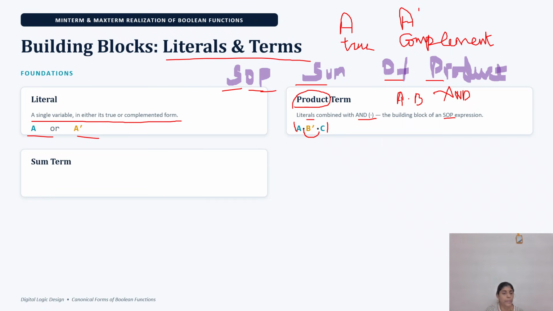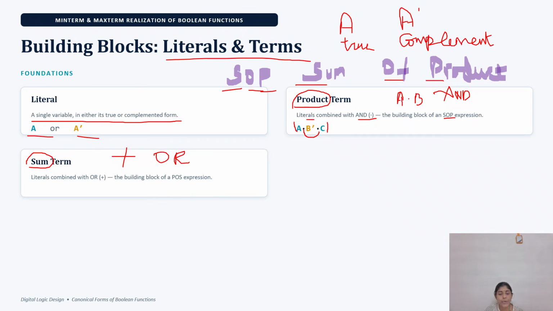Next, it is a sum term, right? When will you get the sum? By having the addition operation. When will you get that addition operation? Whenever you are using an OR gate, right? So literals combined with the OR plus are the basic building block of the POS expression.